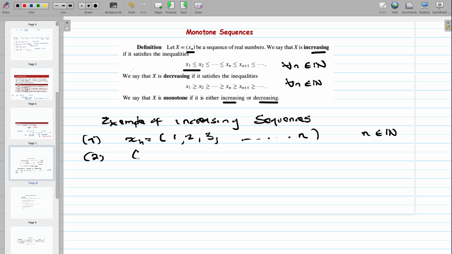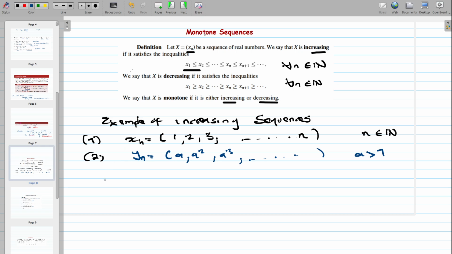So the sequence, maybe let's use a different color and a different name. So if we choose y sub n, which is the sequence a, and then a squared, and then a to the power 3, and then maybe we keep on going like so. So we have to be very careful here. a has to be strictly greater than 1, because if a is equal to 1, then we're going to have a stationary sequence because we're going to have 1s throughout. So this is also another monotonically increasing sequence.